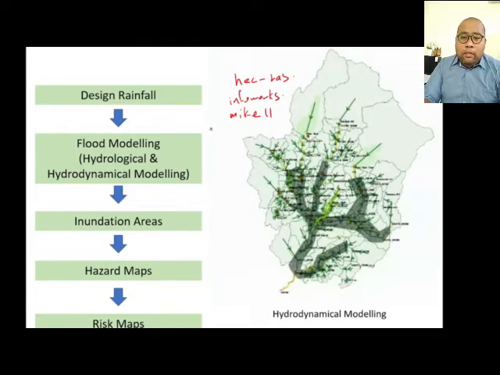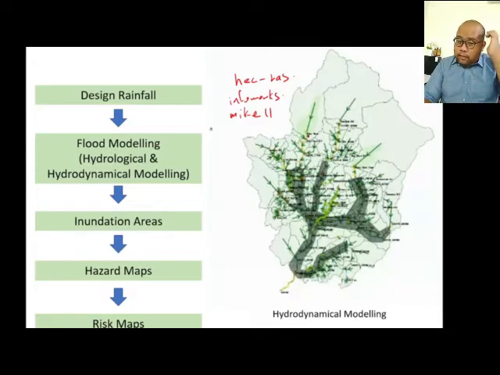But the advantage of these two software, InfoWorks and MIKE 11, is that they are very comprehensive software, and their interface is quite easy to run. But for the HMS and HEC-RAS, you need to use them individually. If you want to simulate the hydrological modeling, okay, you need to use the HMS. And for the hydrodynamic modeling, you can use the HEC-RAS.